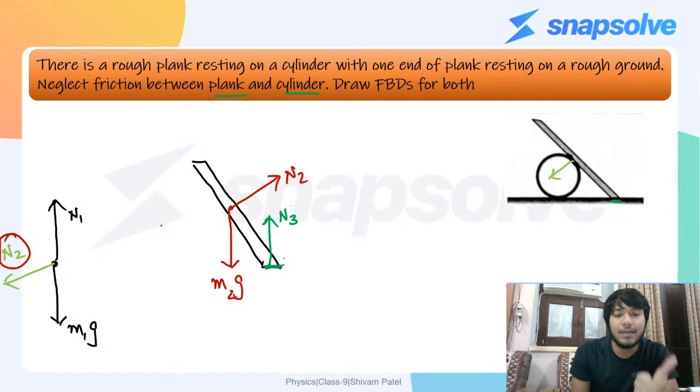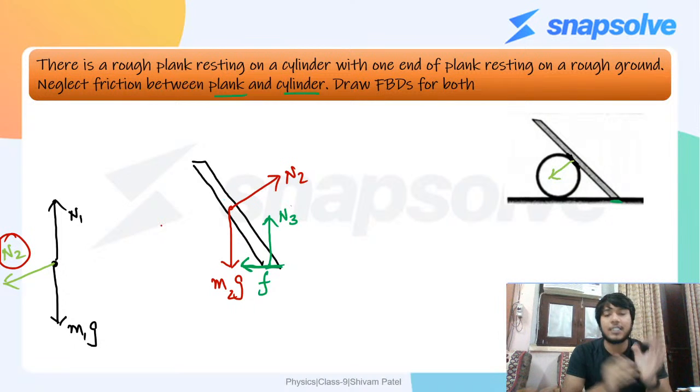सो व्हाट इज गोइंग टू हैपन? फ्रिक्शन विल ट्राई टू प्रिवेंट द मोशन. It will try to prevent the relative slipping between the plank and the surface. So friction will act in this direction. Right? I'm marking that force by small f. So this will be the free body diagram of the plank.